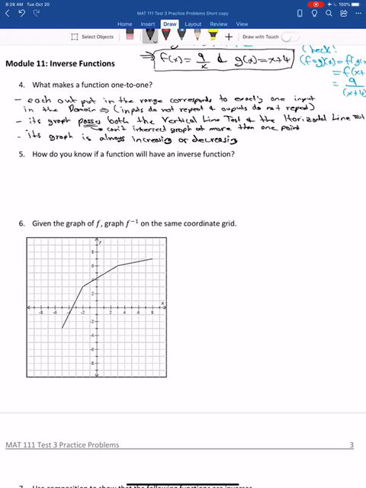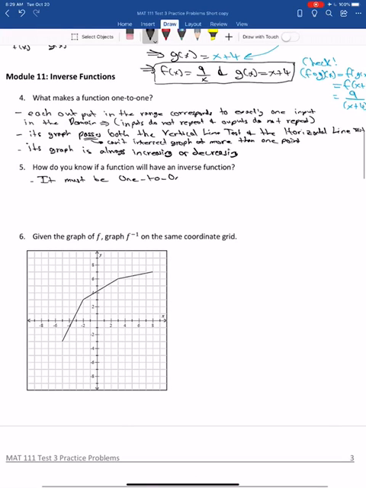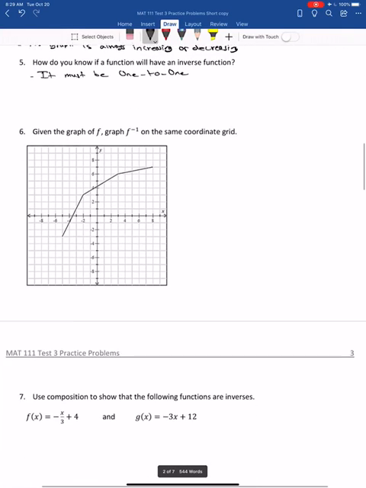All right. And now moving on to number 5, it says, how do you know if a function will have an inverse function? All right. It's got to be one-to-one. That's the whole purpose behind one-to-one. You say, well, why does it matter if it's one-to-one? Well, if it's one-to-one, its inverse will be a function.